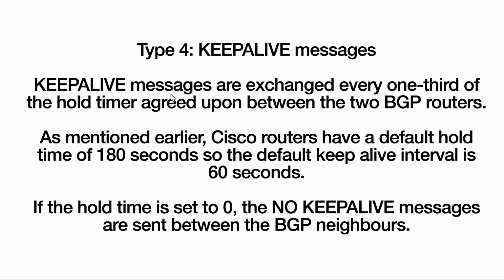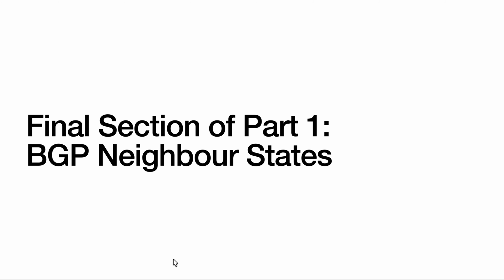These are exchanged every 1/3 of the hold time agreed between two BGP routers. Now, as I mentioned earlier, Cisco routers have a default hold time of 180 seconds. So the default keepalive interval is going to be 60 seconds. That's 1/3. Okay, if the hold time is set to 0, no keepalive messages are going to be sent between the BGP neighbors. Now, the final section, part 1, we're going to be looking at BGP neighbor states.